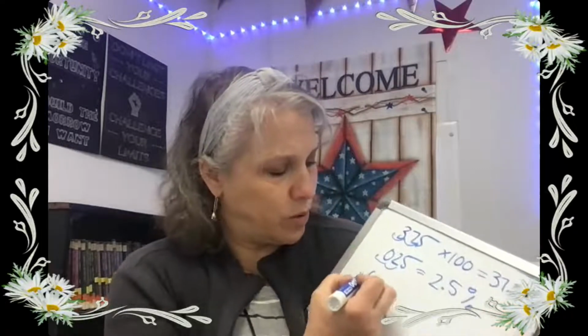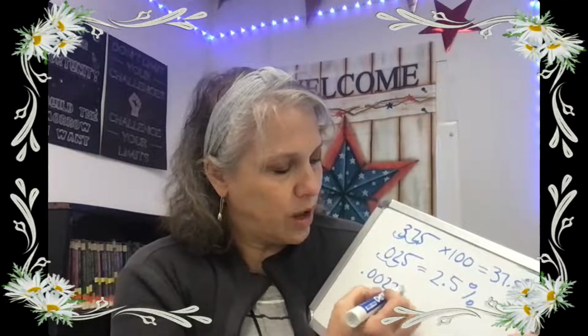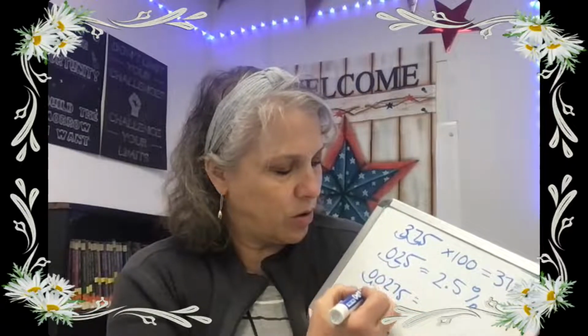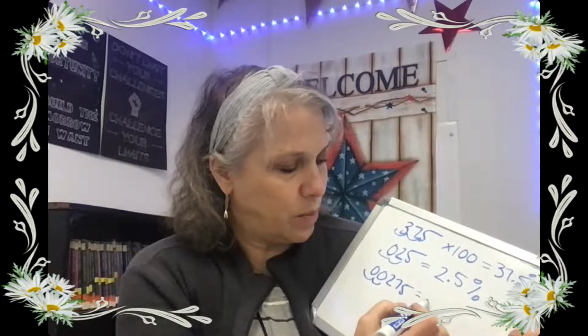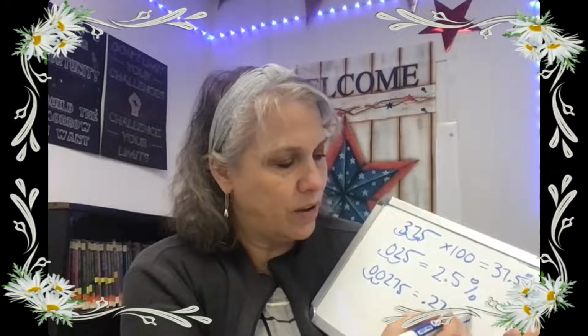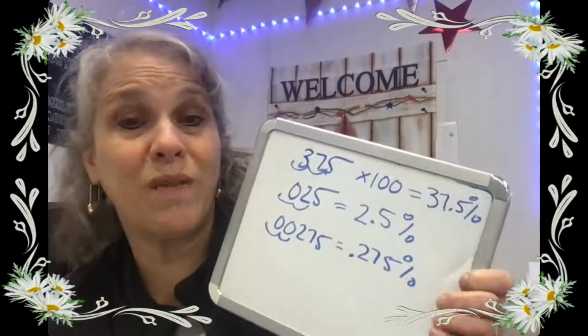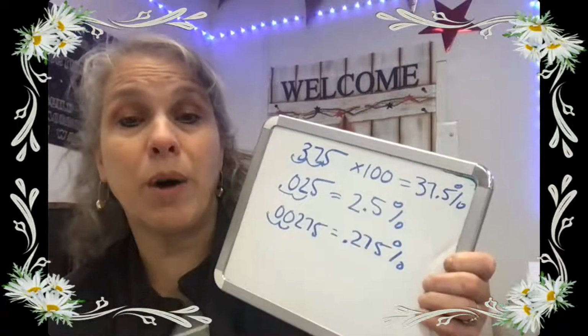the decimal is. If it's 0.00275, I still only move it twice. So then it would be 0.275%, which would be a very, very small number. But that's all you can do is move it to the right 2 places.